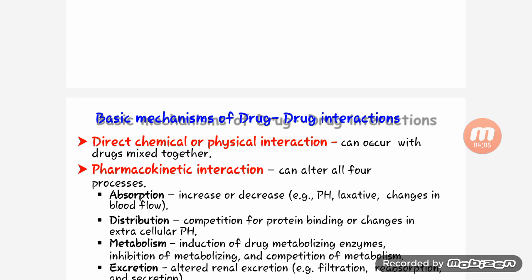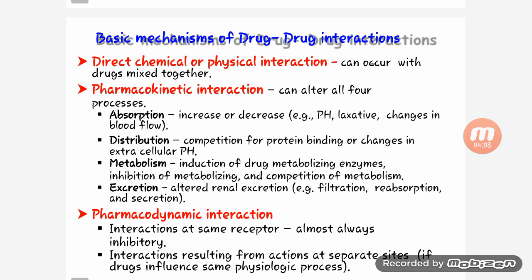Next, basic mechanisms of drug interaction. Direct mechanism: physical interaction can occur when drugs are mixed together. Pharmacokinetic interaction can alter processes like absorption, distribution, metabolism and excretion.